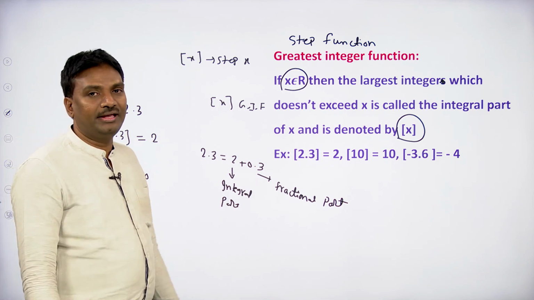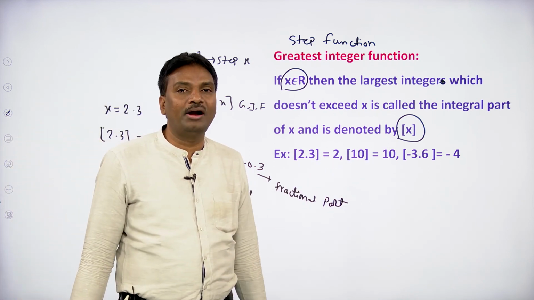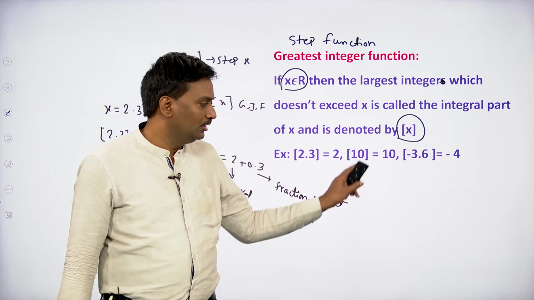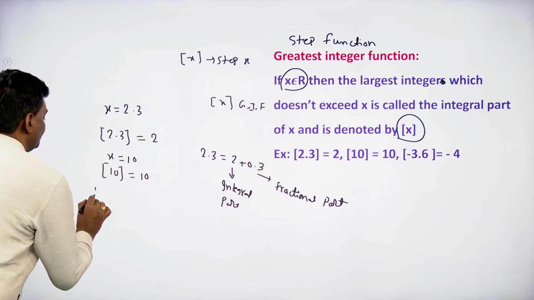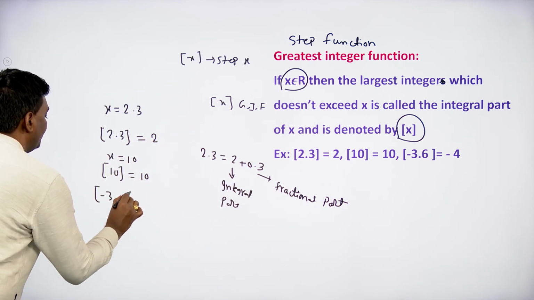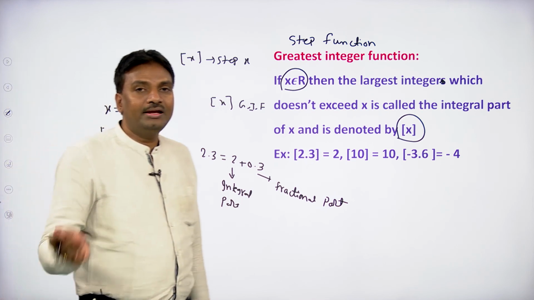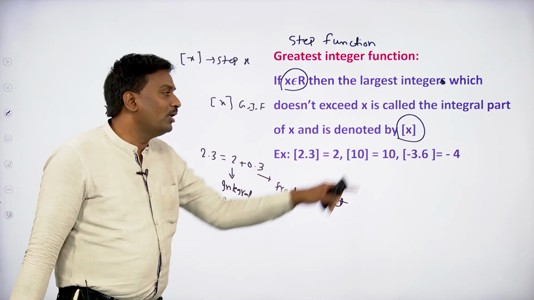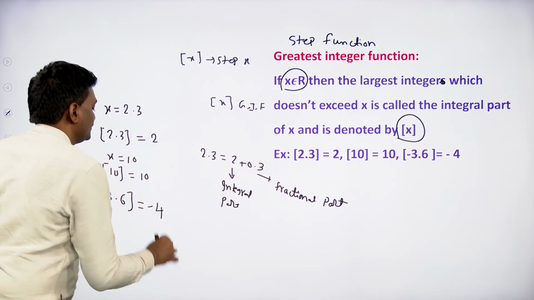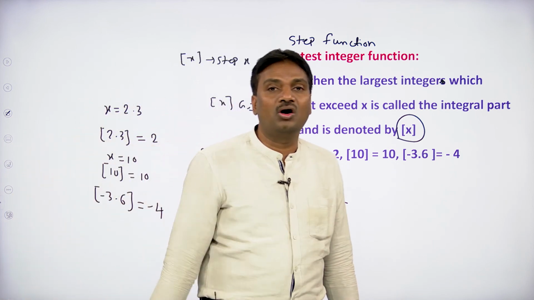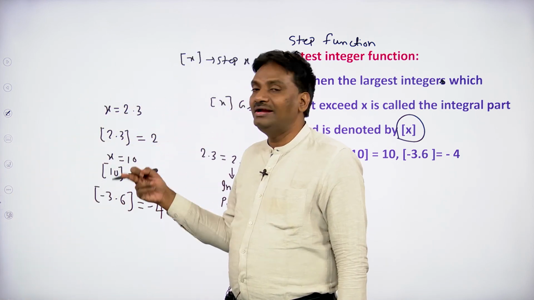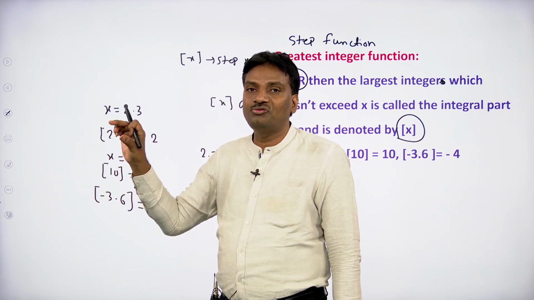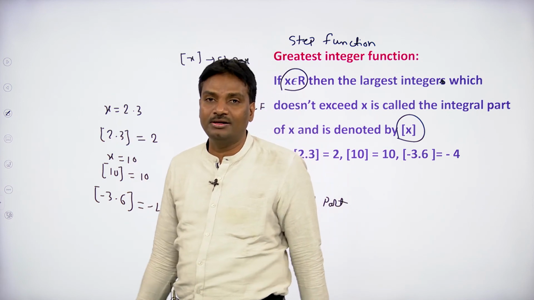If you take a negative value, like step minus 3.6, we can write step of minus 3.6 like this. Here minus 3.6 is there, and we can write that as minus 4. We have to consider the largest integer only. Here so many integers may be there: minus 4, minus 5, minus 6, and so on. But among all those, we have to take the largest integer, that is minus 4 only.